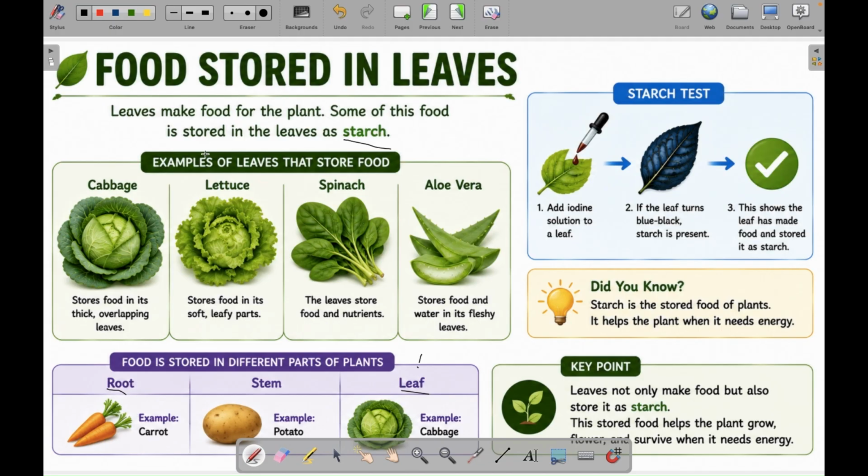There are certain examples of leaves that store food. The first example is cabbage. We have lettuce, then spinach, and aloe vera. In all these cases, plants are storing their food in leaves.